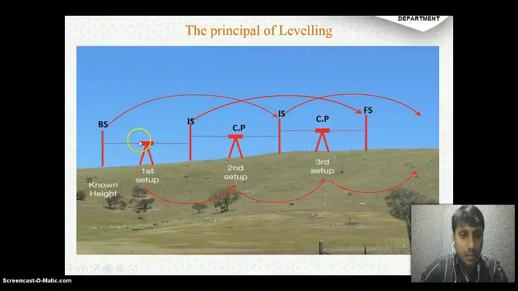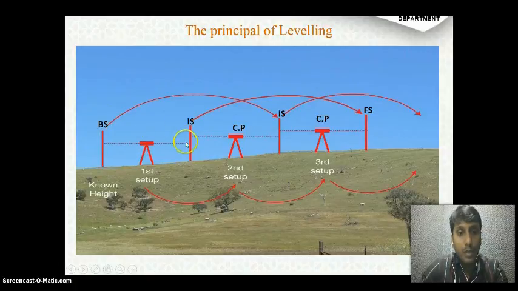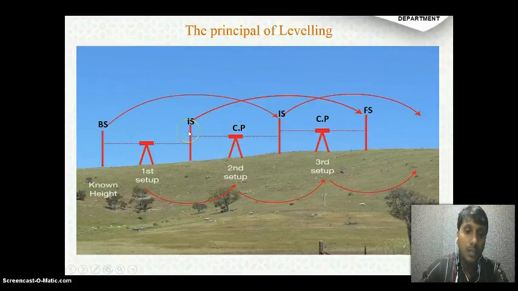See here, first the instrument has been set up here. He looked at the known height, that is written as backsight. When you look front, this is an intermediate sight. But here you need to concentrate on one thing: the instrument has been changed here. When the instrument has been changed, the reading taken on the known elevation is known as backsight. The reading taken on the unknown elevation is known as foresight.